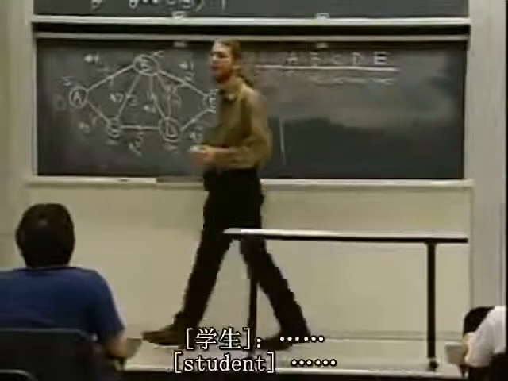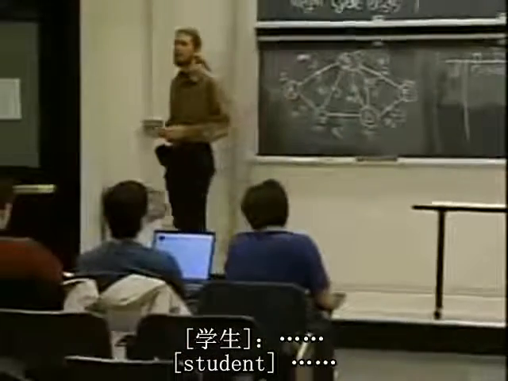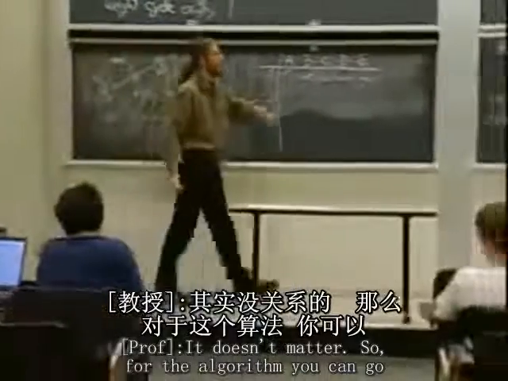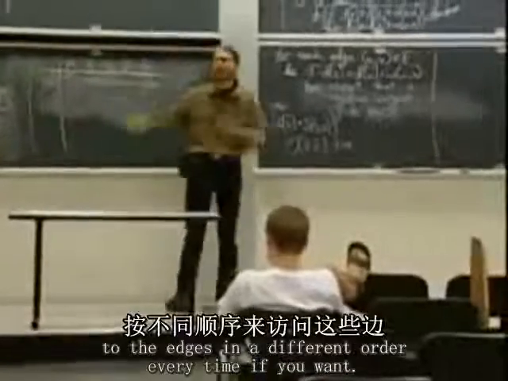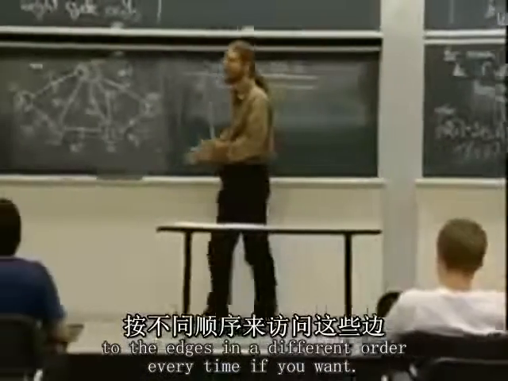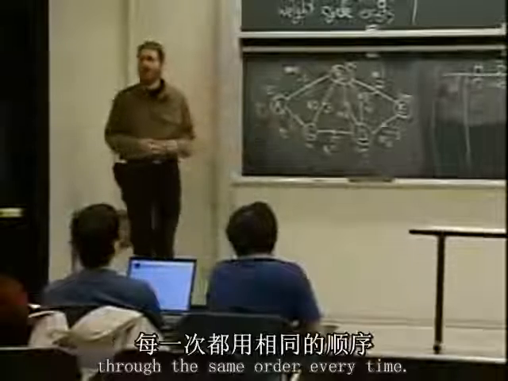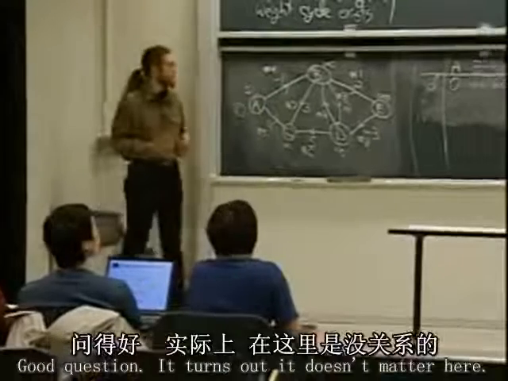Do you have to go through the edges in the same order every iteration? It doesn't matter. For the algorithm, you can go through the edges in a different order every time, if you want. We'll prove that. But here I'm going to go through the same order every time. Good question. Turns out it doesn't matter here.